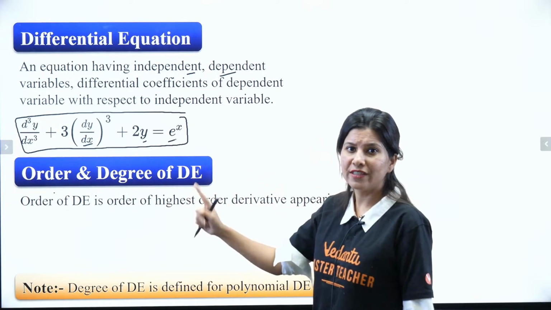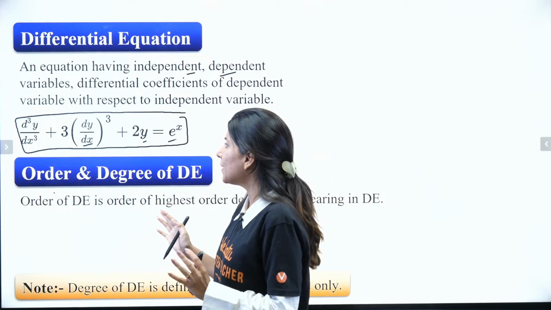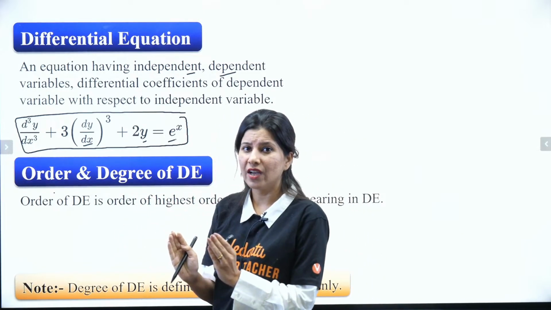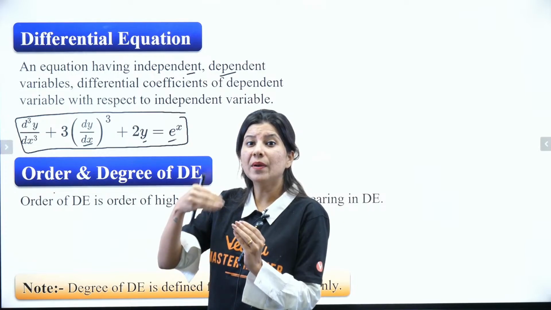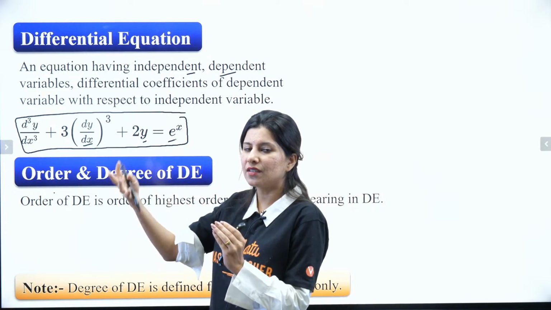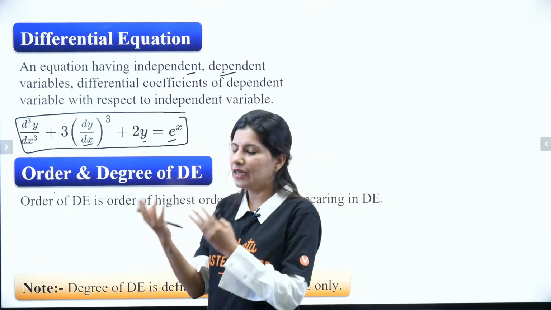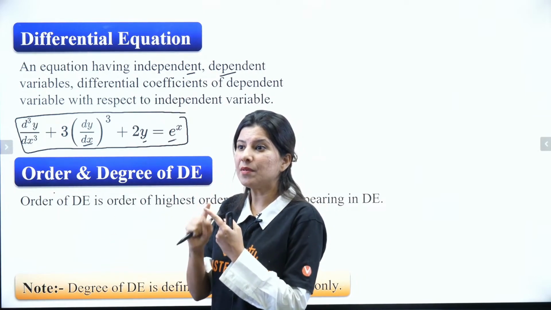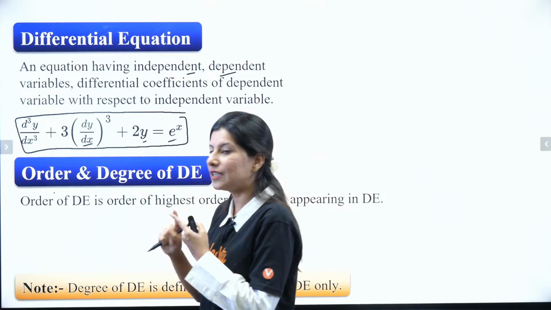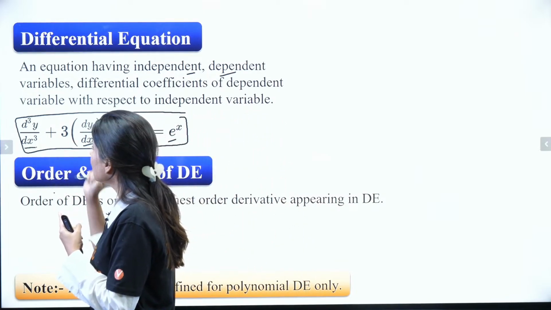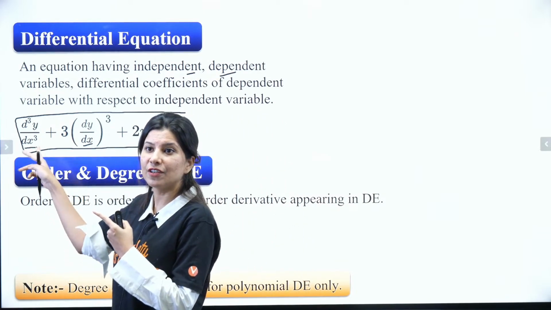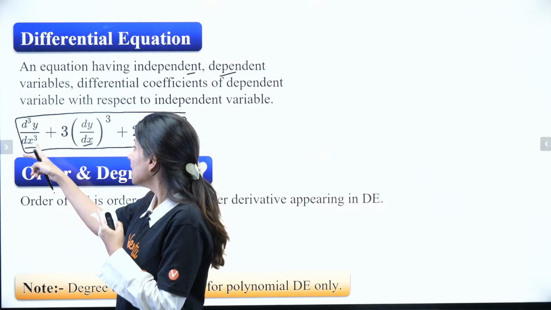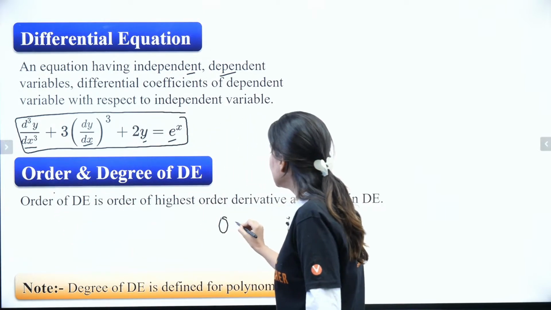So the order of a differential equation is nothing but, you just see and observe, the maximum number of times your dependent variable has been differentiated. Here the dependent variable is y, independent is x. So how many times is y differentiated at maximum? Who is going to tell me? So can you clearly see this is thrice differentiated, y triple dash. That means the order of this is 3.